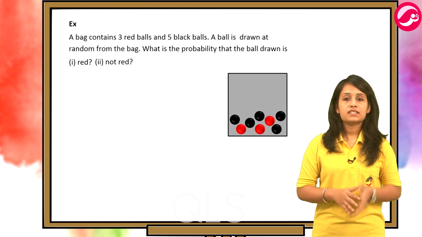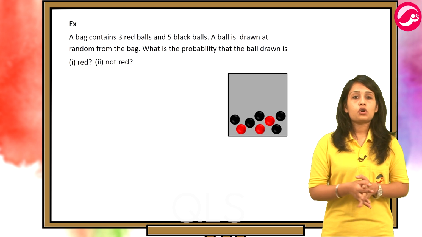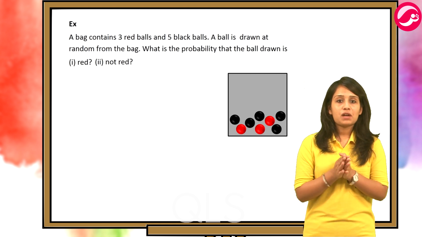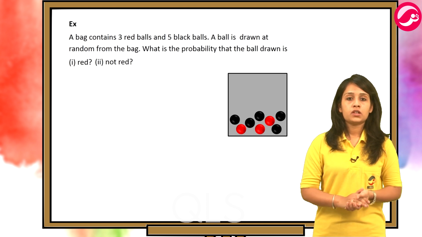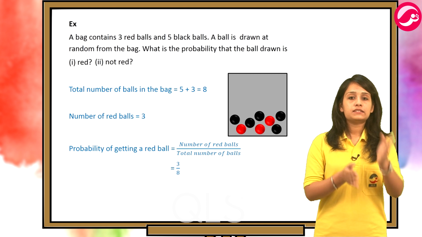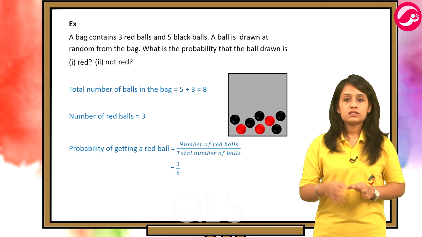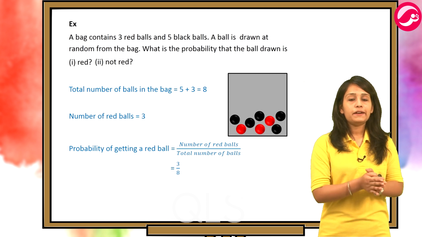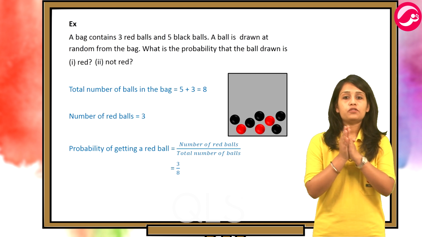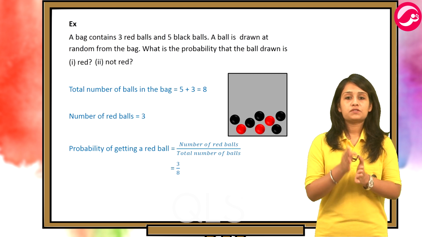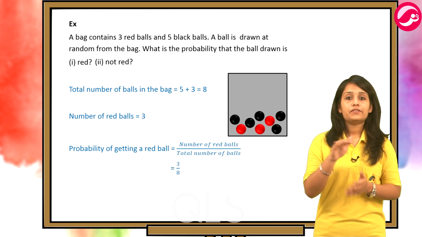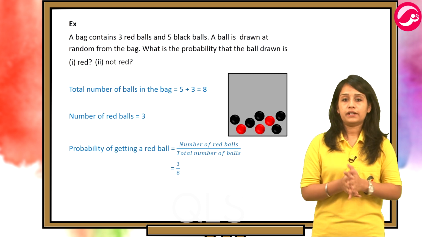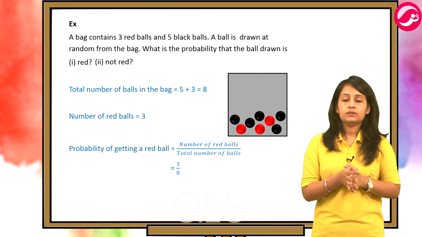The next problem says that a bag contains 3 red balls and 5 black balls. A ball is drawn at random from the bag. What is the probability that the ball drawn is number 1 red and number 2 not red? So, the total number of balls in the bag is 3 plus 5, that is 8. 3 red balls and 5 black balls. So, the probability of getting a red ball, that is probability of E, is equal to the number of outcomes favorable to E, which will be 3, since there are 3 red balls here, divided by the total number of outcomes, which is equal to 8. So, we get 3 by 8.